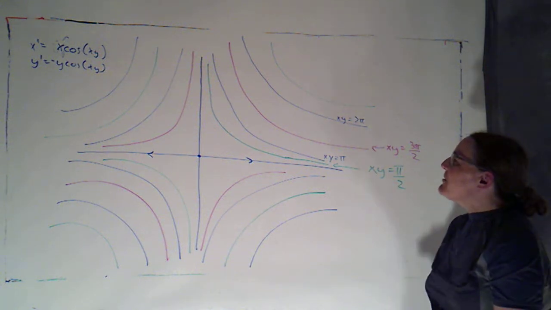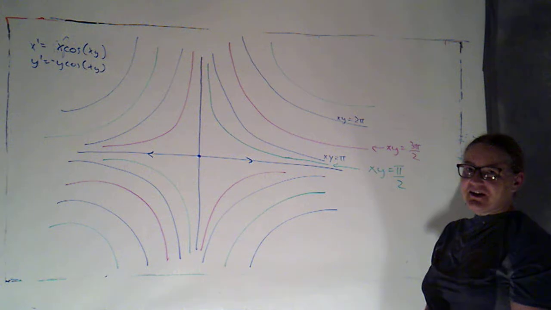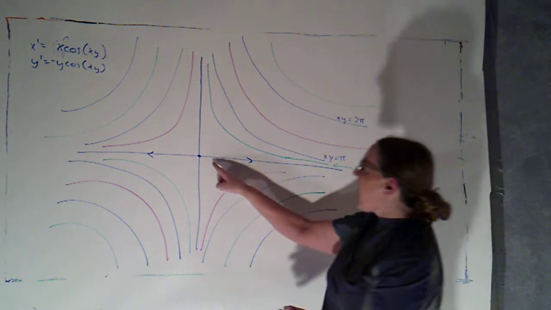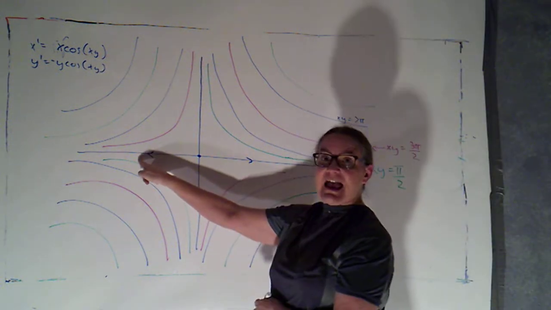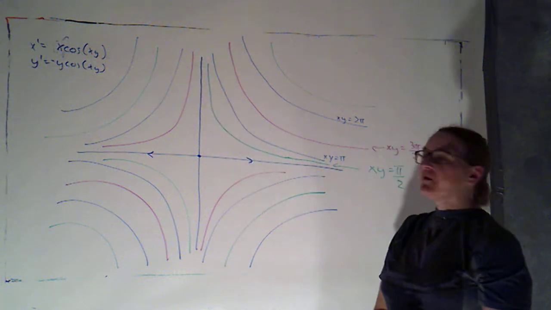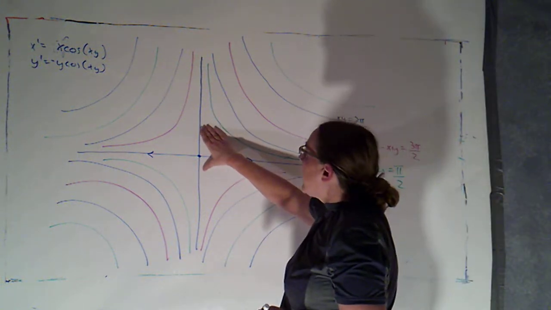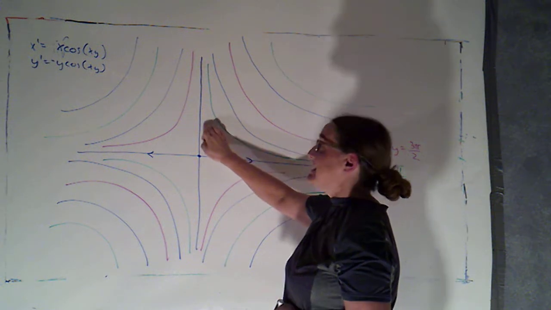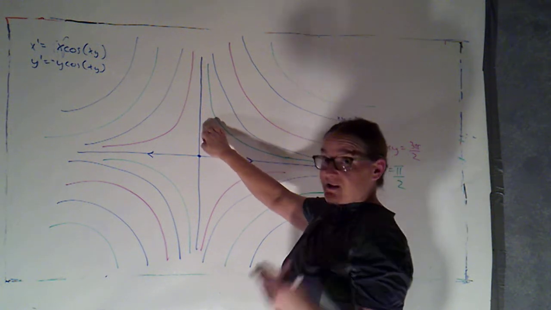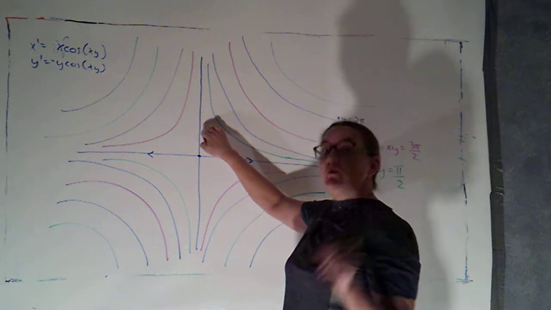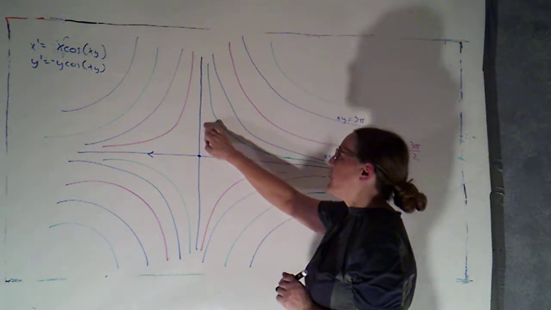Okay, so we were trying to get the orientation of our curves. So we had gotten the orientation of the curves along the x-axis. Let's do the same along the y-axis. Okay, so remember along the y-axis, of course, x is 0, and that makes xy also equal to 0, which makes cosine of xy equal to 1.